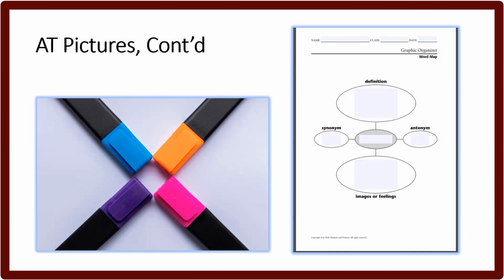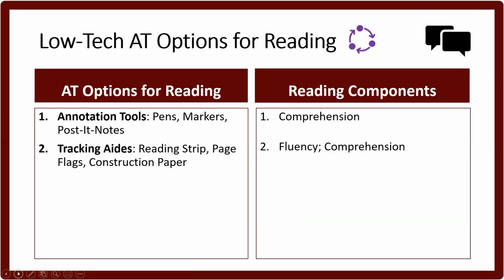What do they do? When we think about the reading components on the right-hand side, we're thinking about comprehension, fluency, vocabulary. So on the right side, it gives you the reading component. On the left side is your assistive technology, just like we saw with math and writing. So we've got annotation tools, pens, markers, Post-it notes. Those are going to help students with comprehension and even possibly vocabulary, depending on what they're working on.